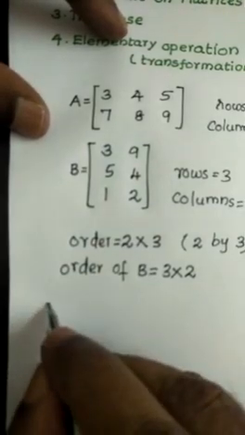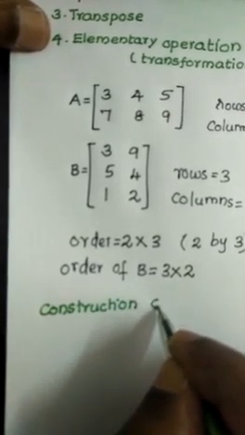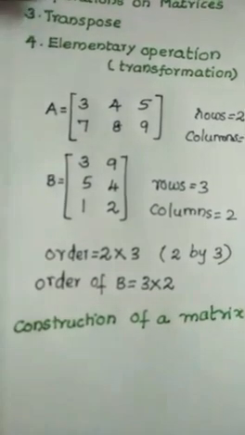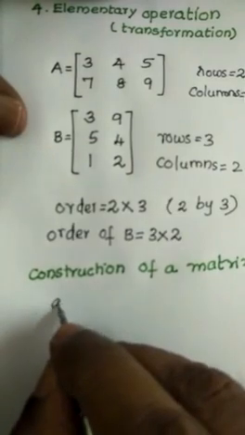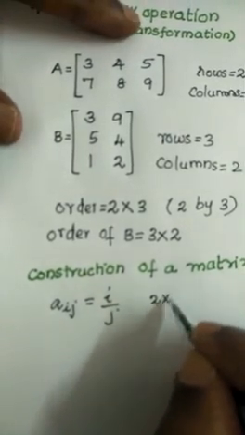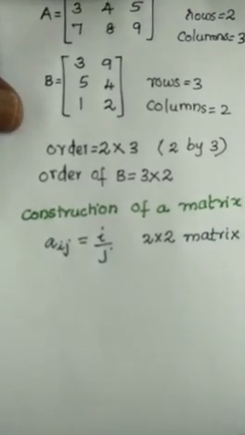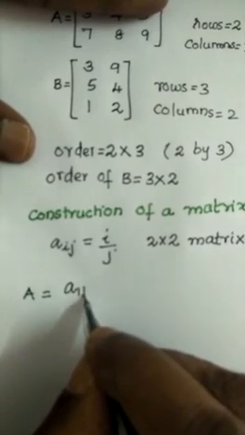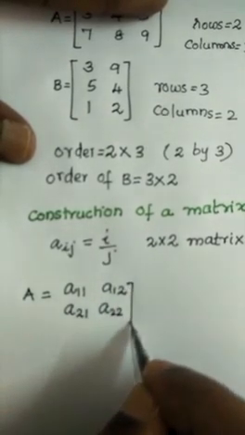Our next concept is construction of a matrix. And before that, there is a rule. Let Aij equal i by j. Construct a 2x2 matrix. And what is a 2x2 matrix? There must be two rows and two columns. Generally, A is equal to, the notation is A11, A12, A21, A22. This is a 2x2 matrix.